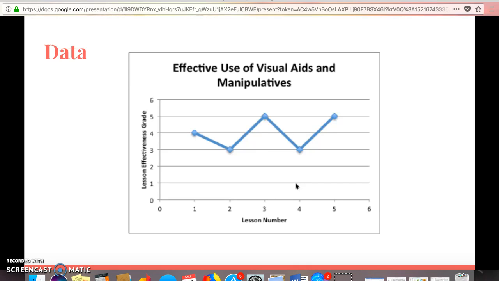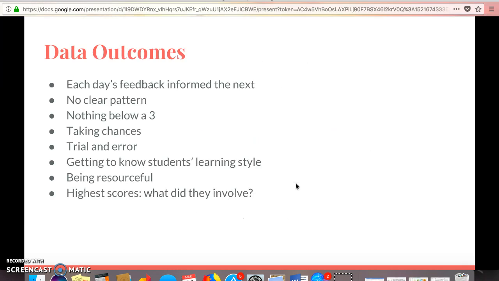And as you can see, it's not a very linear line. It's very up and down and all over the place. So we can unpack that a little bit. In terms of these outcomes, every single day that I recorded feedback and received feedback and reflected on my own personal feedback, it informed the next day of instruction and use of visual aids.